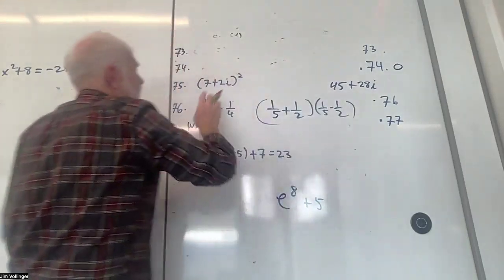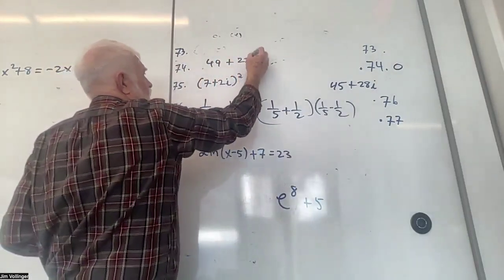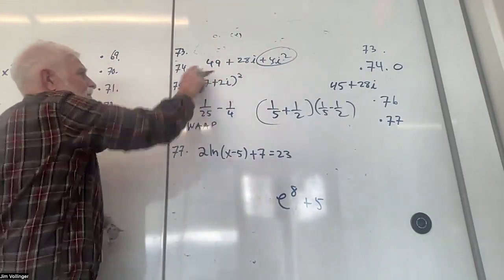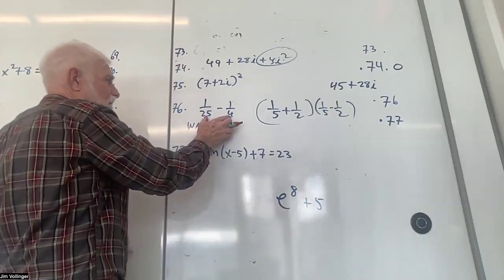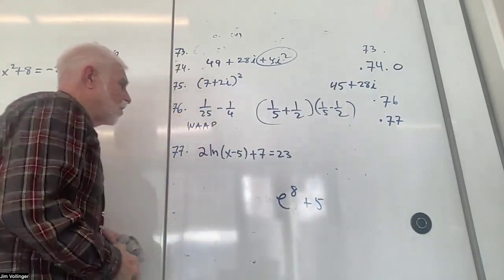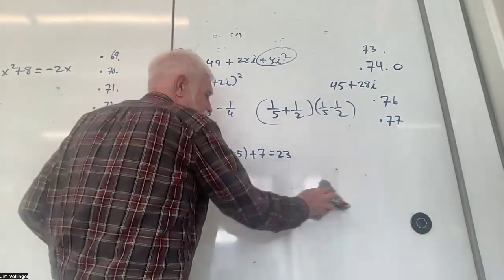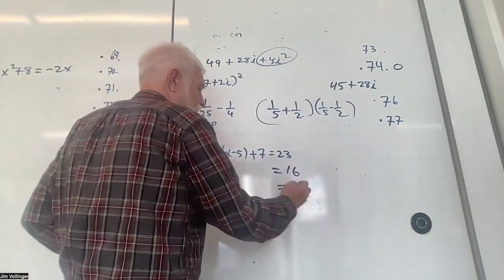All right, so factoring this: 49 plus 28i plus 4i squared. Take 4 away from 49 and write your answer. Difference of two squares. Hopefully that looks good. Let's see if I get this answer. Subtract 7, 16, divide by 2, 8.